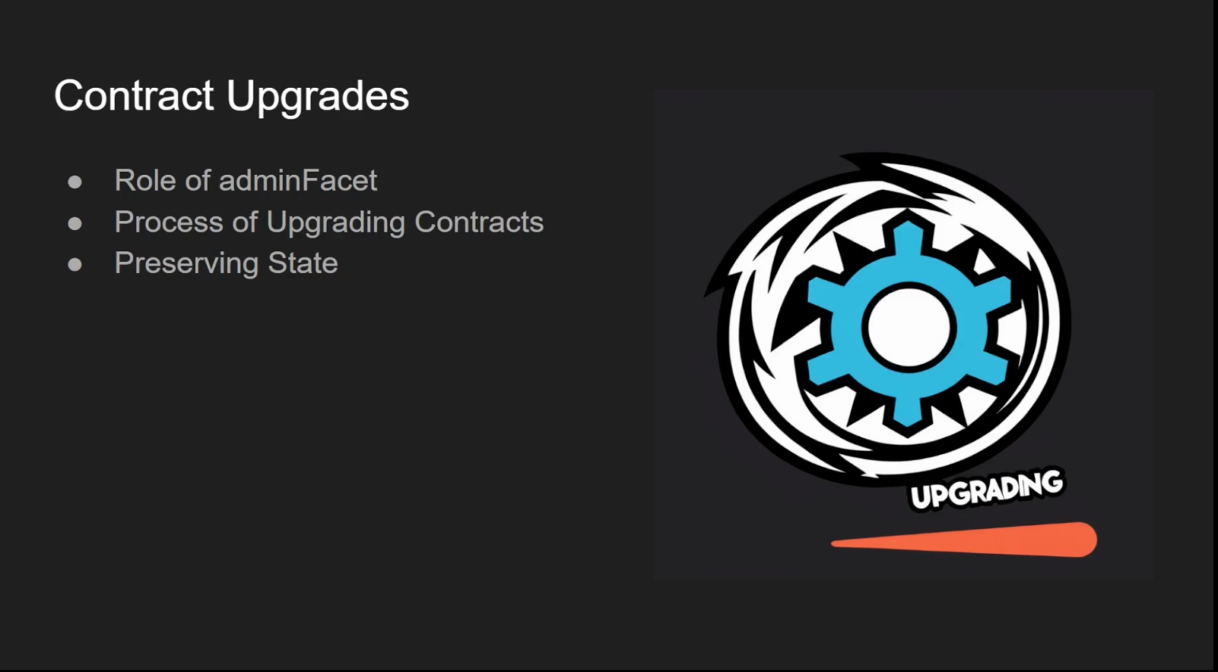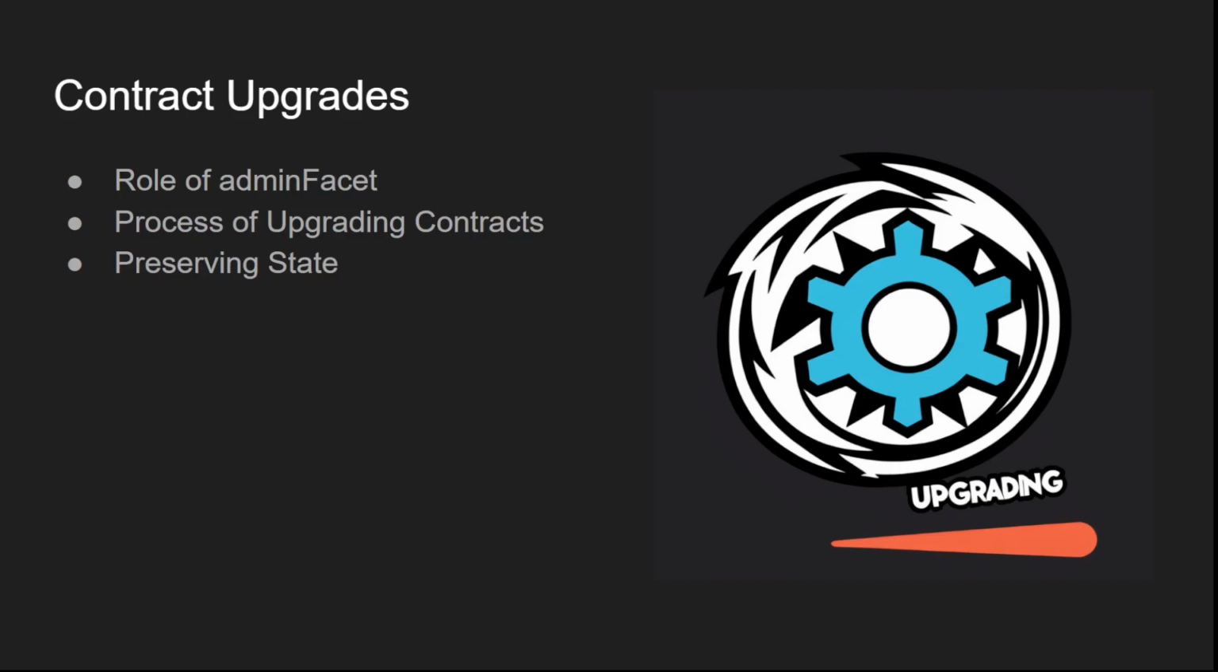This ability to upgrade contracts while preserving state is a significant advantage, as it allows developers to fix bugs, add features, and improve security without disrupting ongoing operations. Understanding the upgrade process and the role of the admin facet is crucial for maintaining the long-term viability and security of your smart contracts on the Agoric platform.